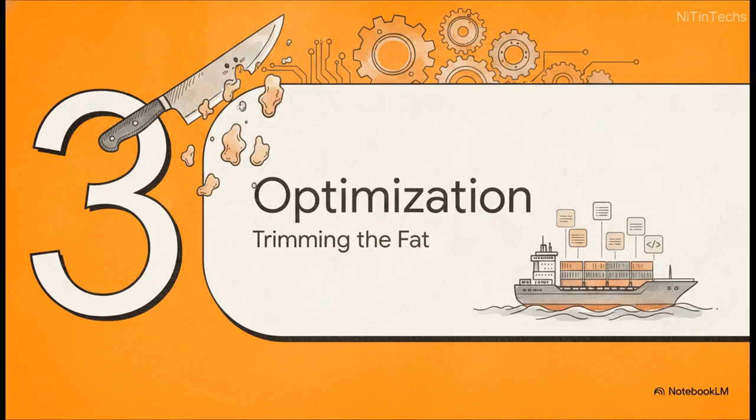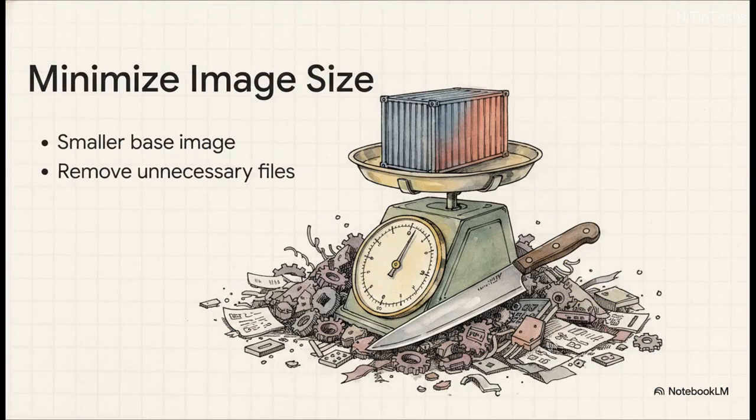Let's dive into Section 3, Optimizing for Production and Trimming the Fat. Trimming the fat is all about speed and efficiency, right? Your number 1 goal for production is minimizing that overall image size. To do that, start by choosing a much smaller base image right out of the gate. Then, you've got to ruthlessly remove any unnecessary files or dependencies. Stripping out all that bloat means downloading and deploying your container is going to be lightning fast. In production, literally every megabyte counts.